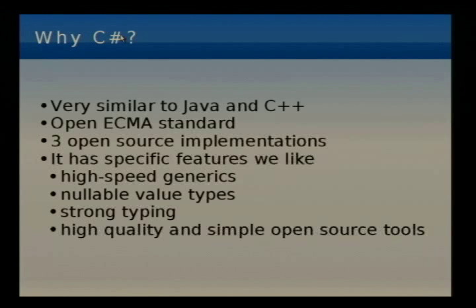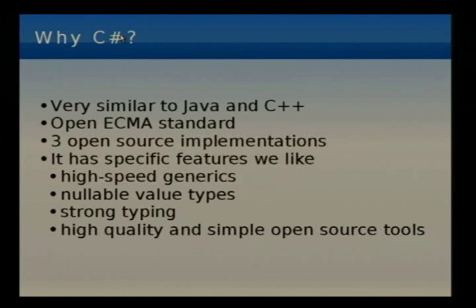There are 3 different open source implementations of C#. There is Mono, there is DotGNU, and there is the Microsoft shared source one. Pick any one, whichever license you like or don't like. There are 3 open source implementations. How many open source implementations are there of Java? 0.